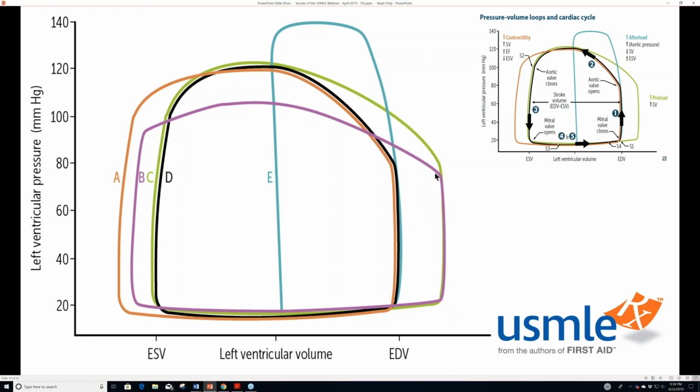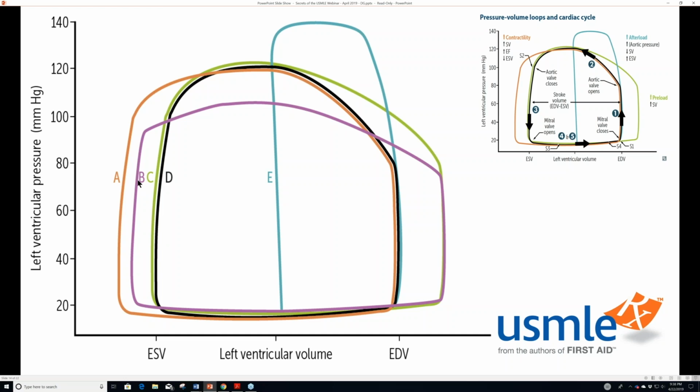If we do that, you can see that the afterload is lower for curve B, and the afterload is either the same or unchanged for all the other curves except for curve E, which has gone up. So once again, that in itself also eliminates all the other answers. That only leaves one good answer, and that's curve B, which is the curve that shows an increase in the preload as well as a decrease in the afterload.